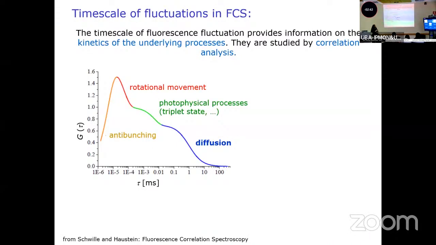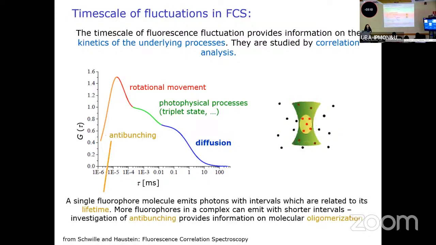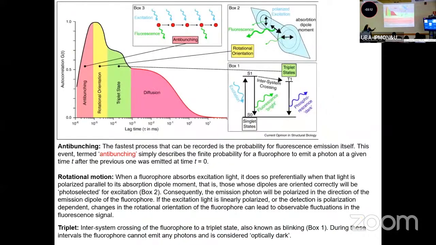This is the normal diffusion time of the molecule, let's say its transit through the volume. But there are all of these other processes that can also take place, and that depends on how fast your data acquisition is. If you have a very fast data acquisition system, you can see photophysics such as anti-bunching. And generally, I have a definition of what these terms are.